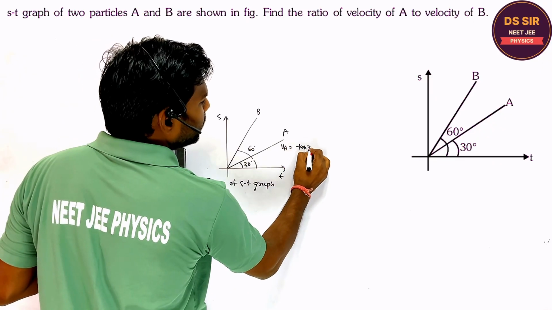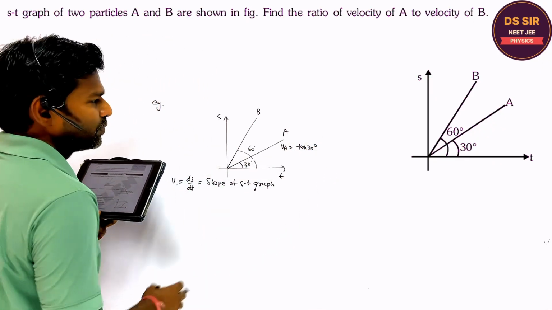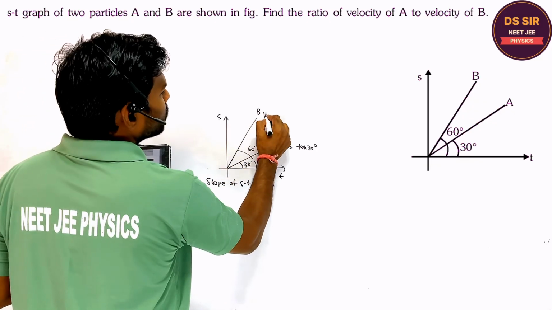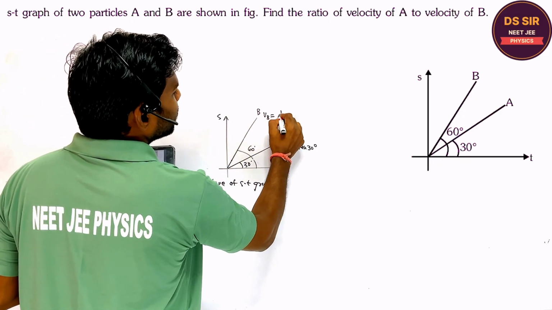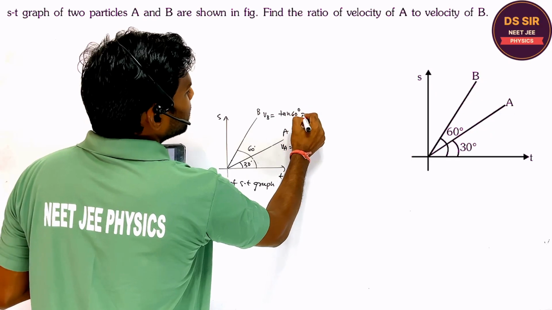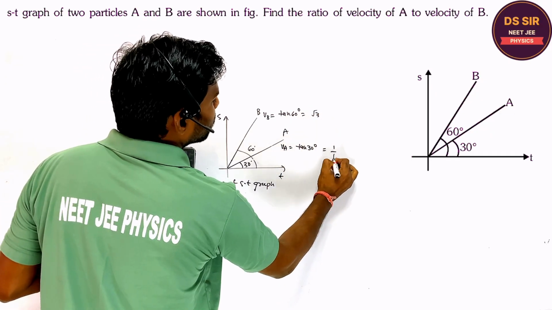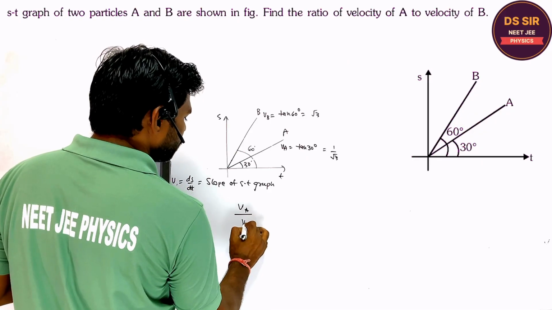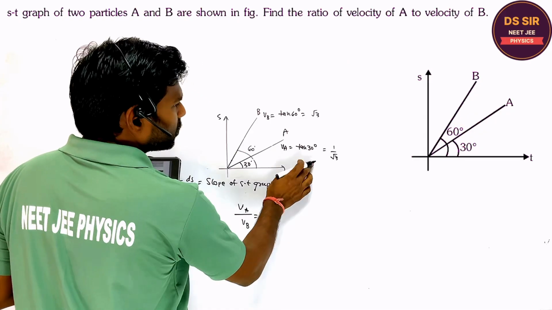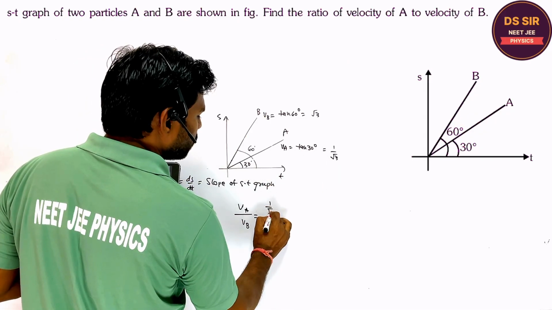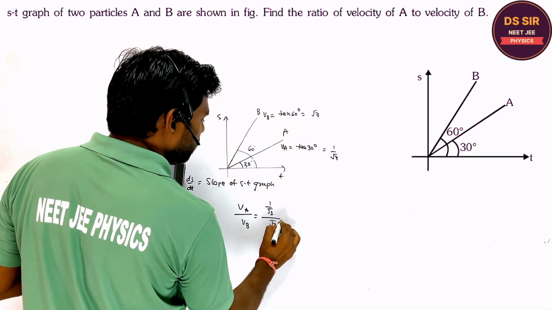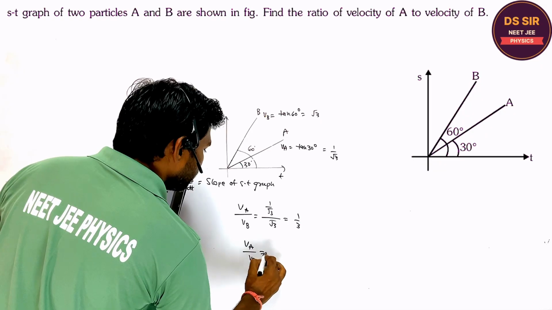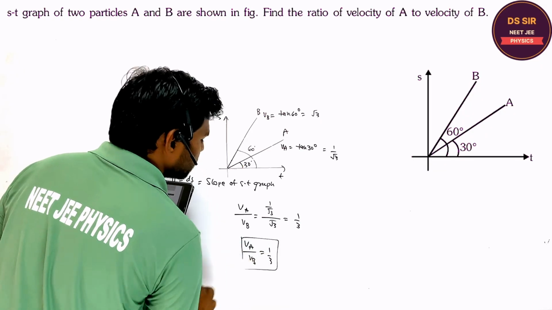So is it tan 30 or not, you tell? And for the B particle, what is the angle? 60 degrees. So VB is nothing but tan 60 degrees. Tan 60 is root 3 and tan 30 is 1 by root 3. What they are asking is the ratio of the velocity of A to the velocity of B. The velocity of A is 1 by root 3, and VB is root 3. So VA upon VB is nothing but 1 upon 3. This is the answer, right?